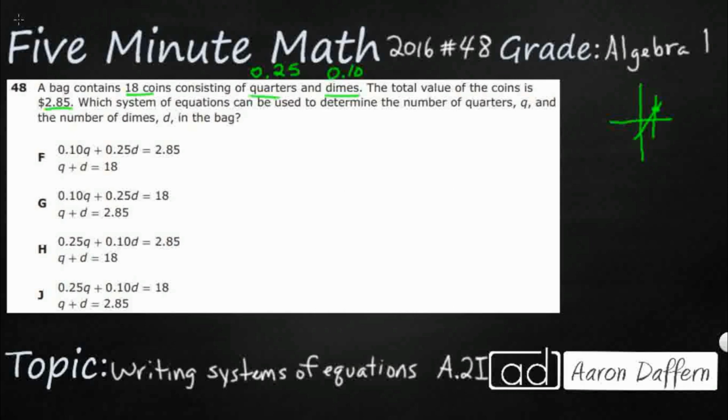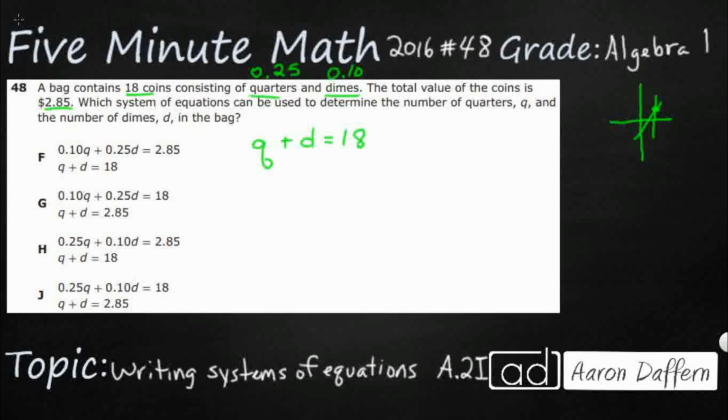Let's just look at this very first sentence right here. A bag contains 18 coins consisting of quarters and dimes. We don't know how many quarters, we don't know how many dimes, but we do know that if we add the number of quarters and we add the number of dimes, we're going to get 18. That's what that first sentence says. We're not dealing with the value yet. That's coming in the next sentence. But it's as simple as quarters and dimes equal 18. There's 18 coins, just quarters and dimes.